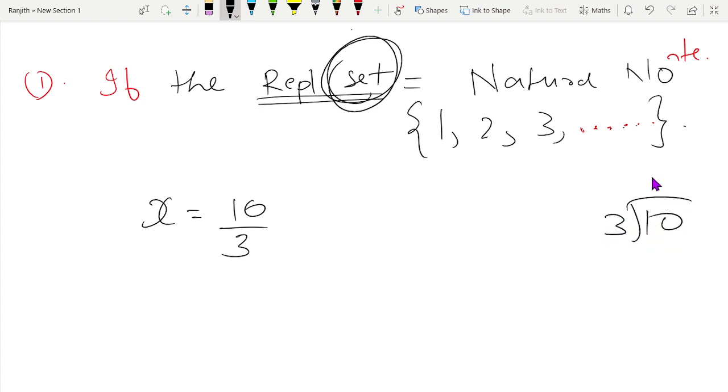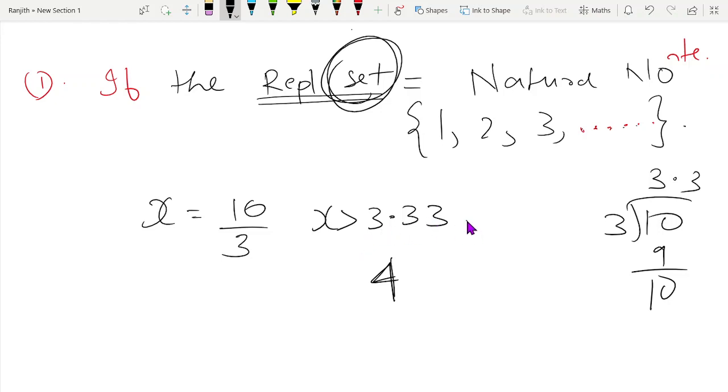Okay, convert into decimal. 3 3s are 9, you get 1, we keep the point, then 3.333. It goes on. 3.33. So what is x? Greater than 3.33, right? So you can consider 4. 3.33 is less than 4, right? But x is greater than 3.33. Look, if I talk about x being greater than 3.33, it can be even 3.35, 3.4, 3.5, right?